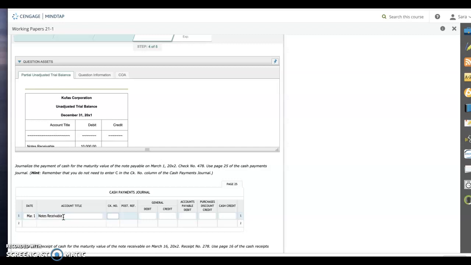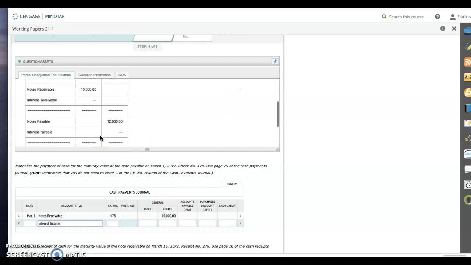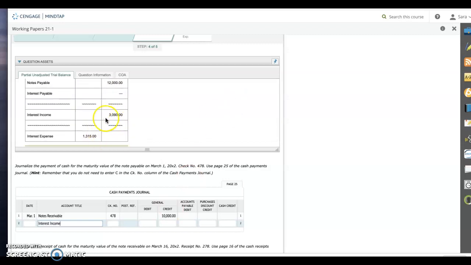Okay, check number 478. And then we have to know what was that amount. So $10,000, so that will go in the general credit. And then our second line is interest income. So that was $3,090, so that'll go on the credit as well in the general column. And then we're going to go back to line 1 and add those together for our cash credit. So $13,090.